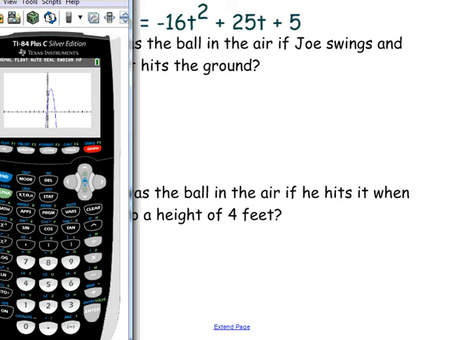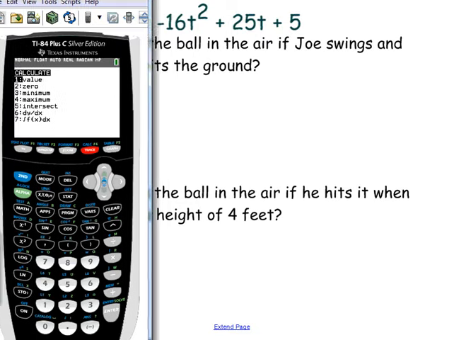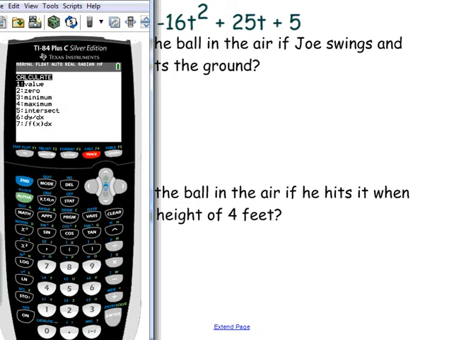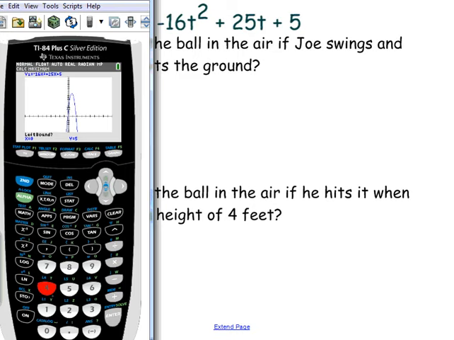Now, if they were asking me for what's the highest the ball went, I've got to find the max. Everybody hit second. That's that blue key in the upper left. You with me? Second, calculate, maximum. It's the fourth thing down there. Second, calculate, maximum. Does it just jump right to the maximum? I wish. It will now ask me for three things.